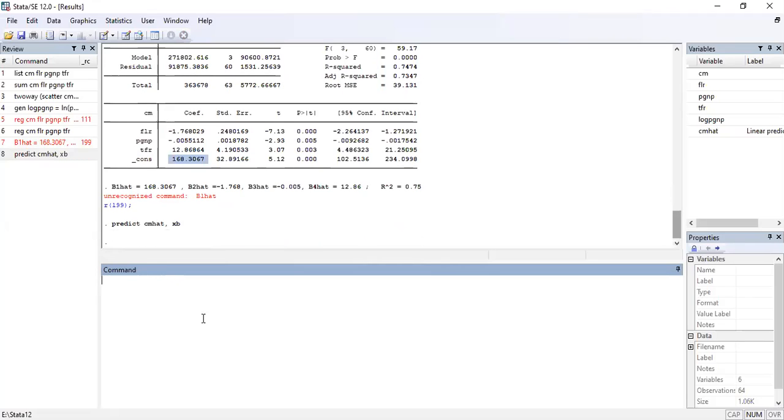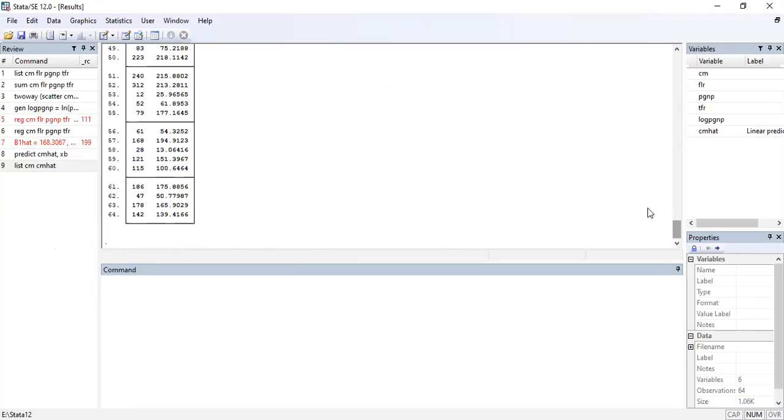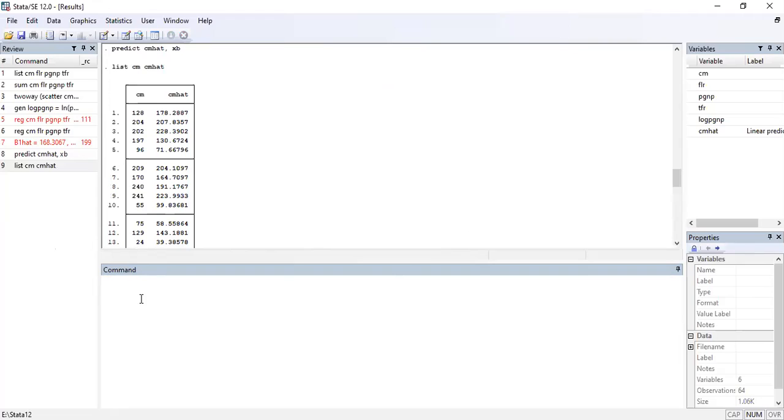So there you got the predicted values of child mortality. You can see side by side the CM and CM hat: the actual y, the values of child mortality, and the predicted values of child mortality from your regression analysis. How many will you get? 64 values, side by side. You can also check the correlation between these two. Remember, this is y, this is y hat.